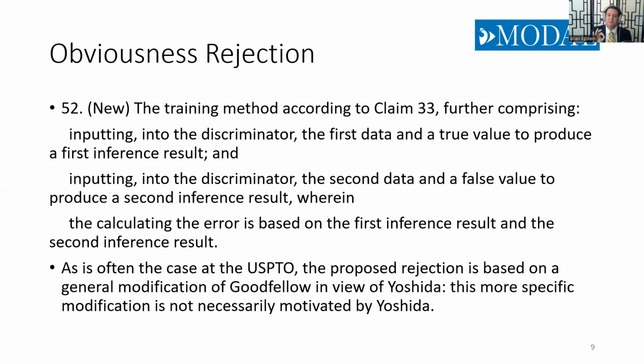The specific modification of claim 52, the subject matter of claim 52, is not necessarily motivated by Yoshida. Yoshida is just about applying a spectral norm. Claim 33, dependent from claim 32, doesn't have sufficient features to overcome the proposed rejection of just sticking them together. But it doesn't take much to overcome a sloppy rejection like that. It only requires a claim like this.